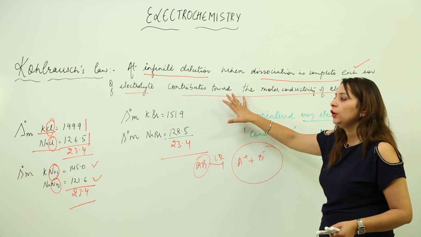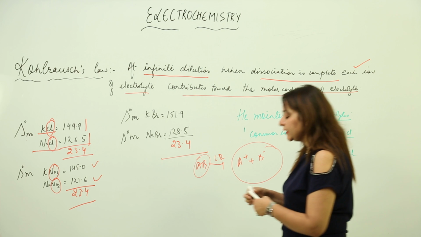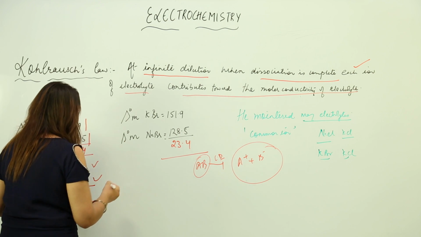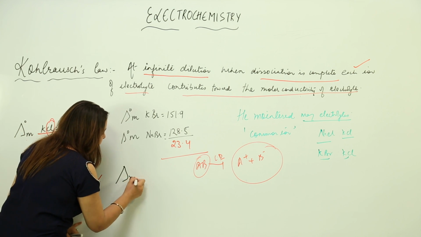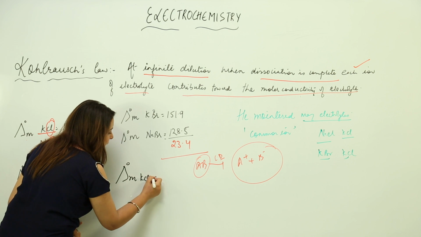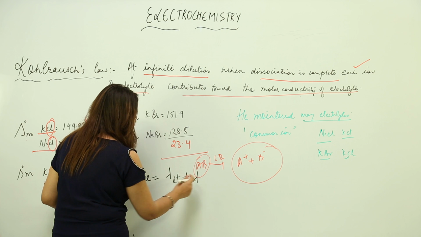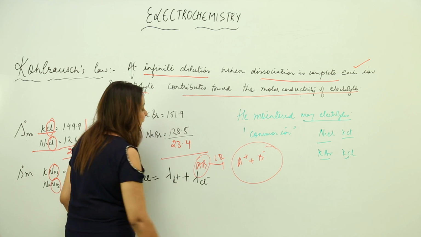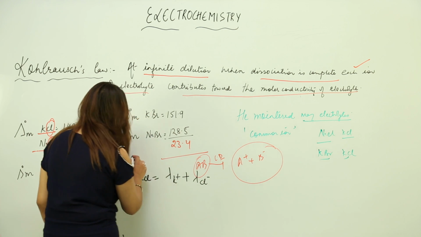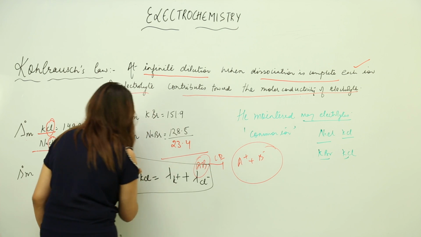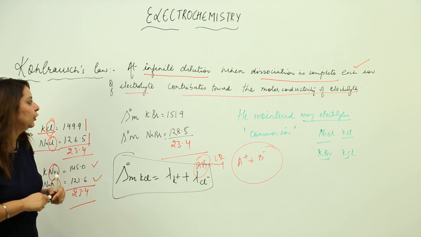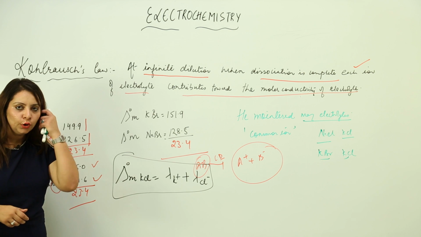So this is the Kohlrausch law. If I need to express it mathematically, I can write that the molar conductivity of, let's say, KCl is equal to the conductivity of K positive ions plus lambda Cl negative, that is, the conductivity due to the chloride ion. This is how you state the mathematical expression for the Kohlrausch law.